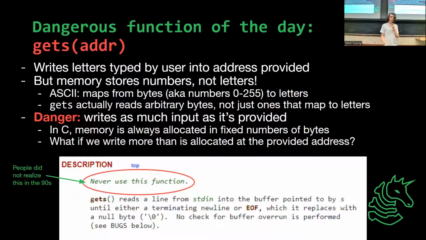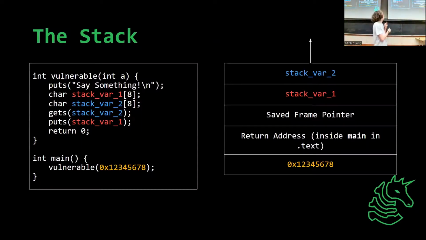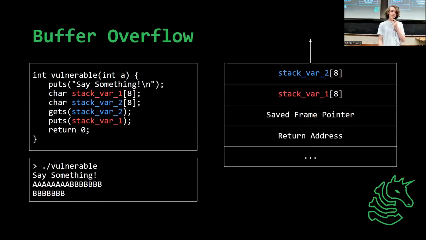But the key idea here is that gets will read as much data as you type in, but generally in C, you will have a fixed amount of space to read into. So here you're calling gets on stack bar 2, and you have 8 bytes allocated, but you can type in as many as you want. And so let's think about what happens if we enter 8 A's followed by 7 B's. Well, the 8 A's, where do they go? They go into stack bar 2, right? Because that's the address we're passing to gets, and it's writing 0, 1, 2, 3, blah, blah, blah. The B's, well, gets just keeps on writing.